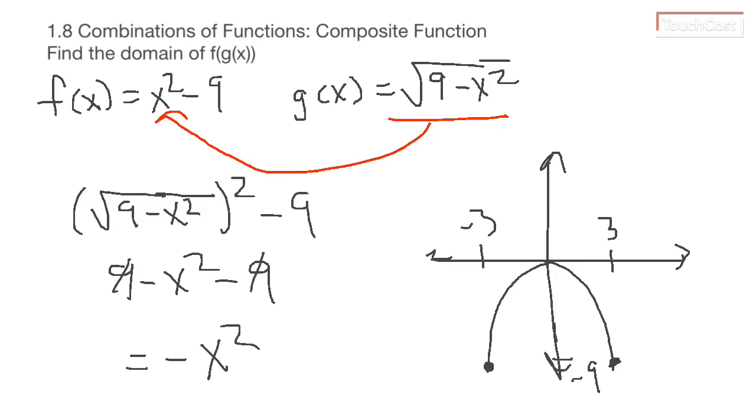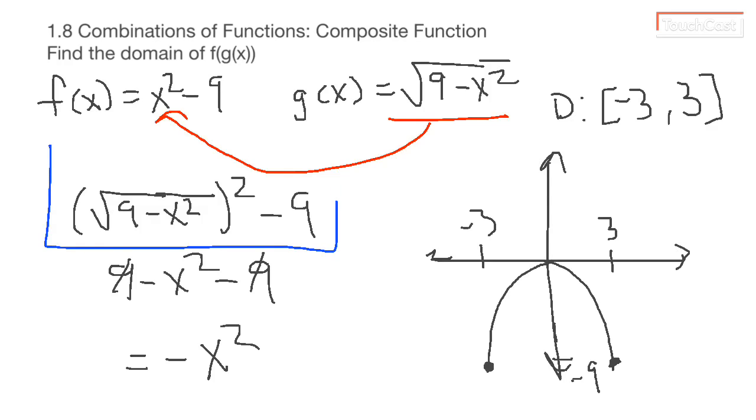So that means the domain of our composite function is restricted from negative 3 to positive 3. If you were doing this on your own, what I would do is plug our composite function, before we do any simplifying, into a calculator and see what restrictions we have.